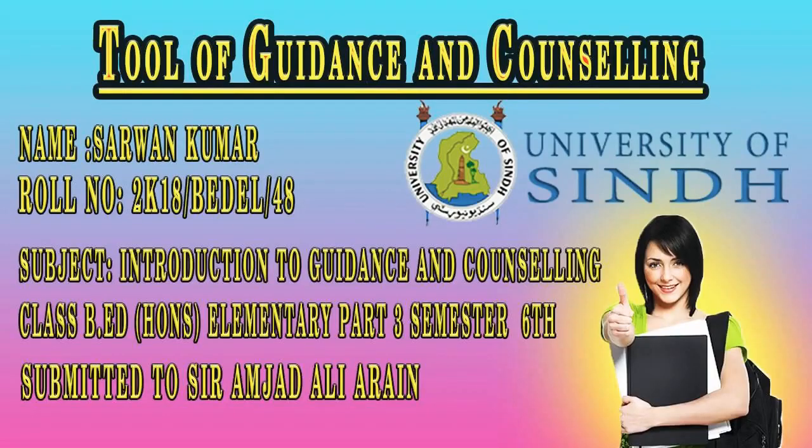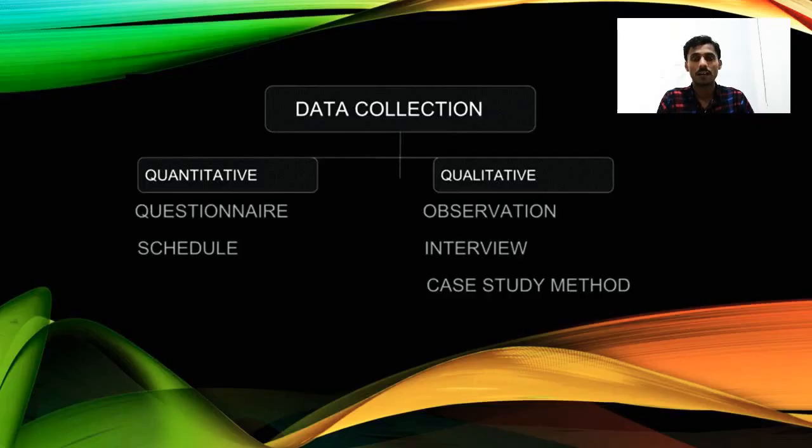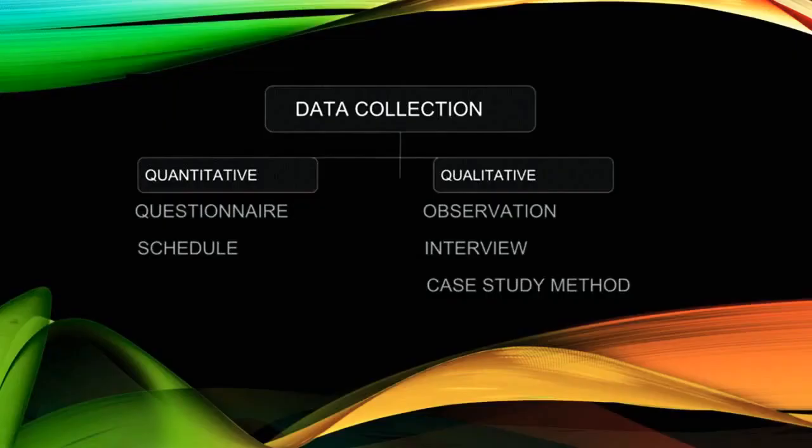My presentation topic is Tools of Guidance and Counseling, assigned by Professor Dr. Amjad Ali Arain. Let us try to understand how we collect the data. Remember that data is collected in two ways. One is quantitative data and the other is qualitative data. The quantitative data is collected through questionnaires and schedules, while the qualitative data is collected by observation, interviews and case study. Let's try to understand one by one.